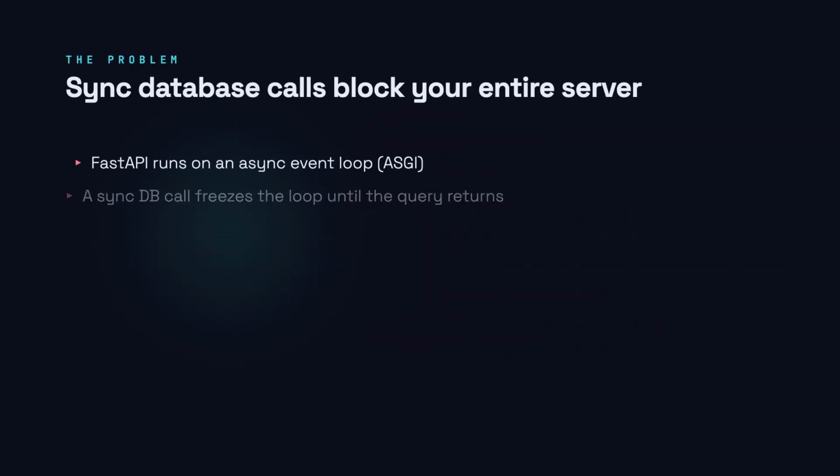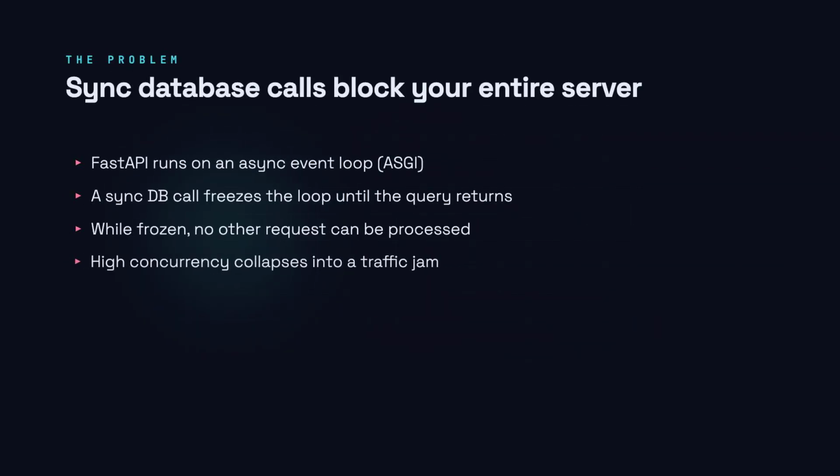FastAPI is built on an async event loop, the same loop that handles every incoming request. When you call a synchronous database driver inside an async path operation, you block that loop completely. No other request moves forward until your query finishes. With 10 concurrent users, that is tolerable. With 1,000, it is a bottleneck that erases FastAPI's performance advantage entirely.